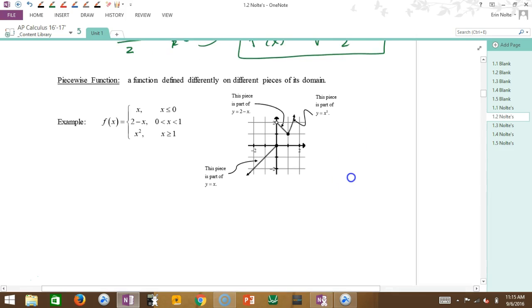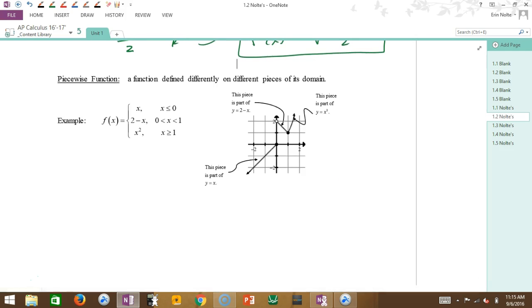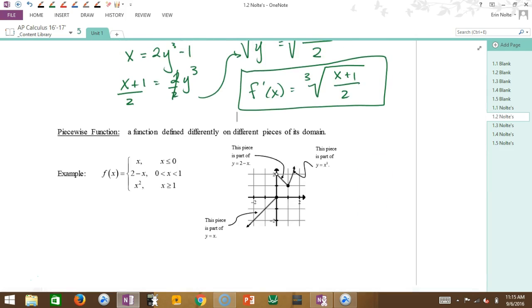I think that's as far as I'm going to go today. For homework, we're just going to pause at that spot. Sorry about the bell. I want you to do 1 through 20 for tomorrow, and we'll pick up here with the piecewise functions tomorrow.